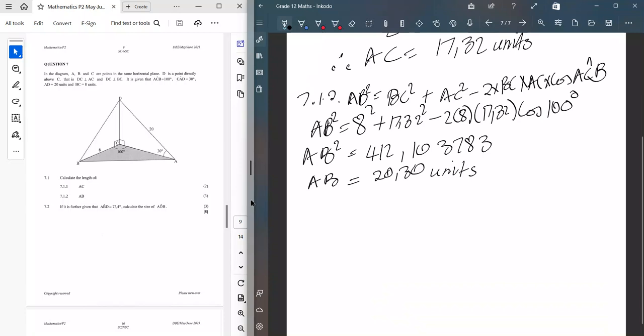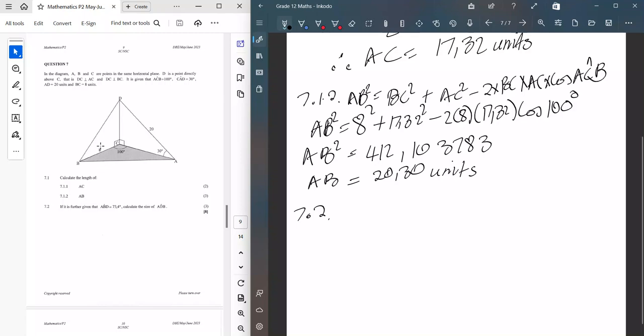Perfect. Now let's see 7.2. It is further given that angle ABD, where is it? Okay, it's this angle here. Angle ABD is equal to 73.4 degrees. So now they say we must calculate the size of angle ADB.